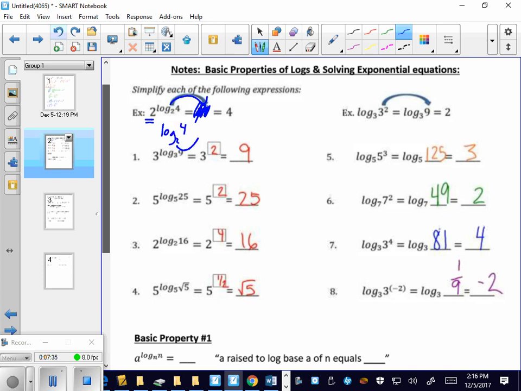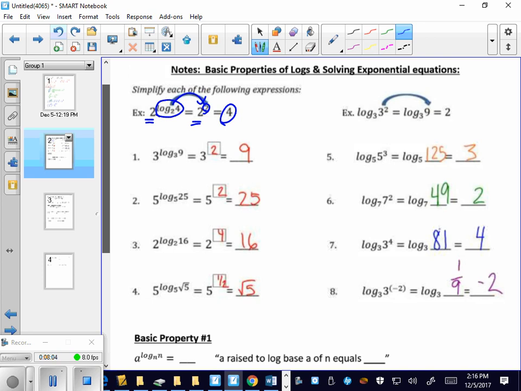Remember, it's 2 to what power gives me 4? Well, 2 squared gives you 4. So the log of 4 base 2 is actually equivalent to 2. So this is 2 raised to the 2, because all of this becomes that 2. And then 2 squared, of course, is 4. You can simplify it.